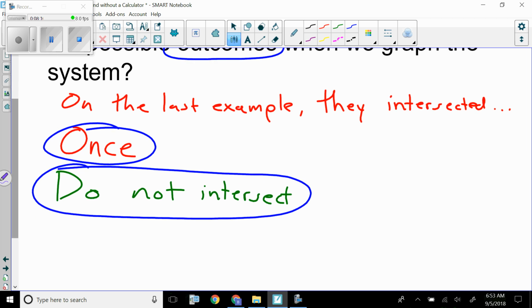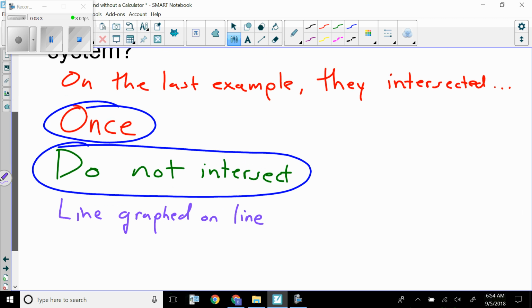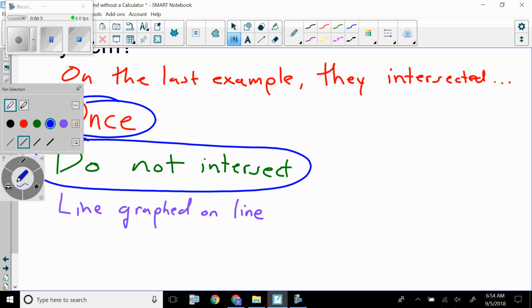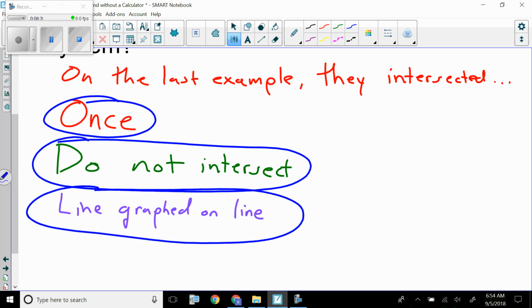The last one is a little bit trickier to think through. They can't intersect exactly once, but what happens if I graph the same line on top of the other one? Line graphed on line. Meaning it's the exact same line twice. Well, that is actually the other situation that we might have.